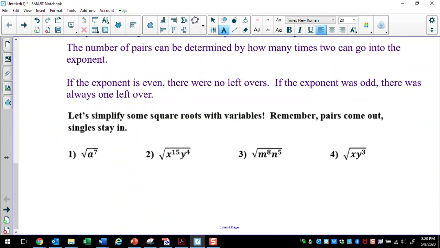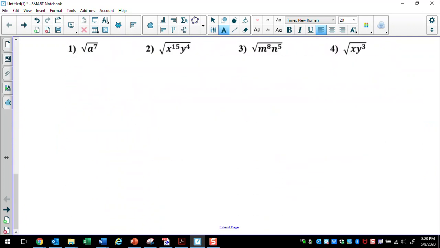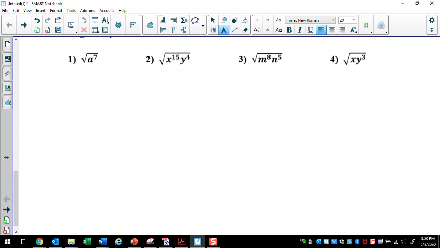All right, so let's simplify some of these here. All right, so a to the 7th. So I'm going to show you the long way, and then I'm going to show you the short way. And you can use whichever one you prefer. Some people like using the expansion method, and some people like the shortcut, the patterns that we can see.